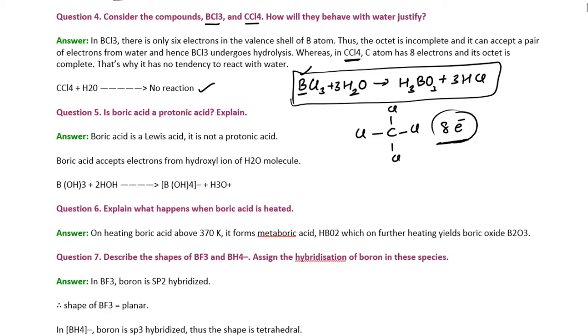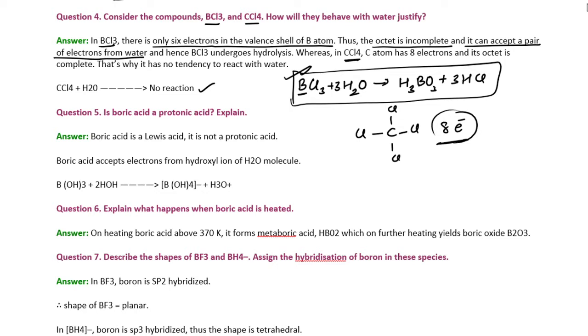See, in BCl3 there are only 6 electrons in the valence shell of boron, therefore the octet is incomplete, so it can accept a pair of electrons from water, and therefore BCl3 undergoes hydrolysis to form boric acid and HCl. But in CCl4, carbon has a complete octet, that's why it has no tendency to accept an electron pair from water, so no reaction takes place.